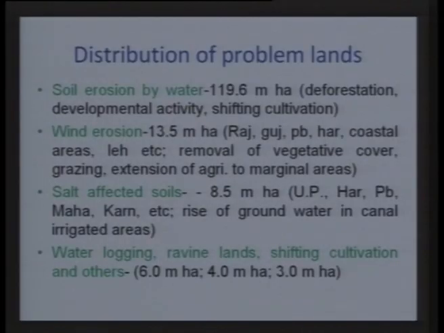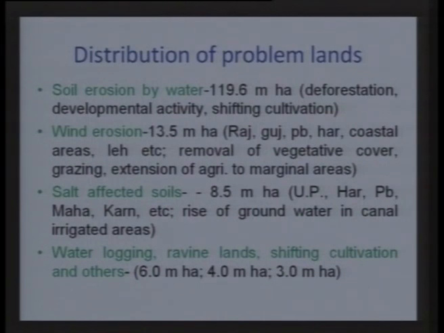Next type of problem which the land resources face is wind erosion, and in many parts of the country, especially the northwestern part, the states like Rajasthan, Gujarat, Punjab and Haryana, we find this kind of wind erosion, and precious land is eroded, which has an effect on the production and productivity. And the total magnitude of the area which is coming under this type of erosion is 13.5 million hectare.